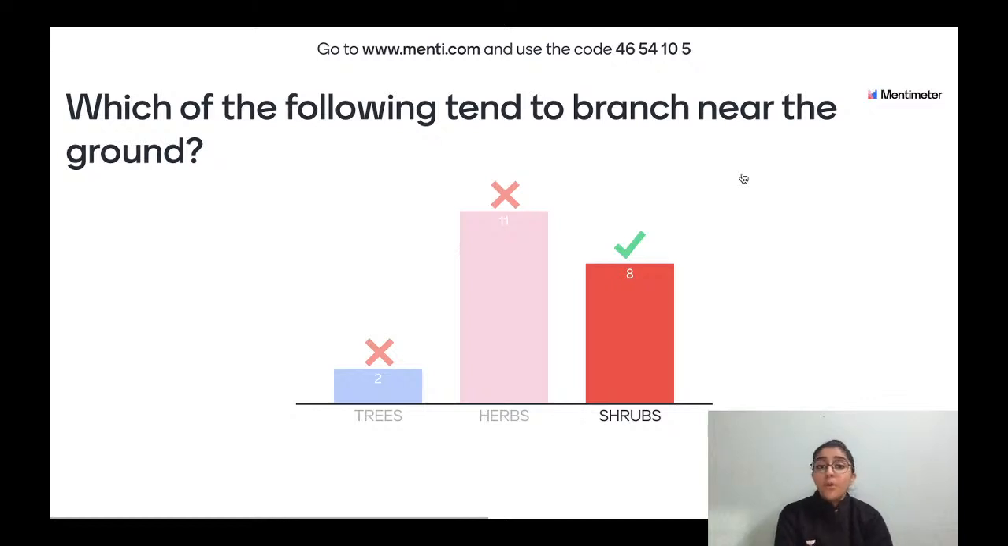So which of the following tends to branch near the ground? So learn the concept behind it, guys. Herbs are very small plants. They do not branch. They do not even have a stem to branch. Okay, so they do not branch at all. However, shrubs start branching near the ground only. In the case of trees, they grow long trunks and after that they branch. So which of them would tend to branch near the ground? That would be shrubs. Okay?